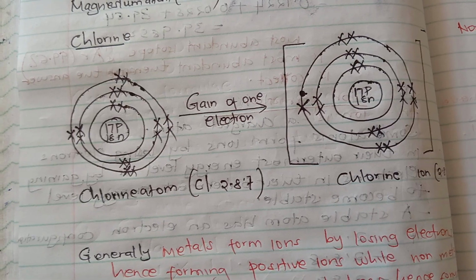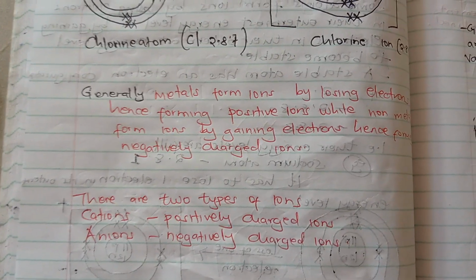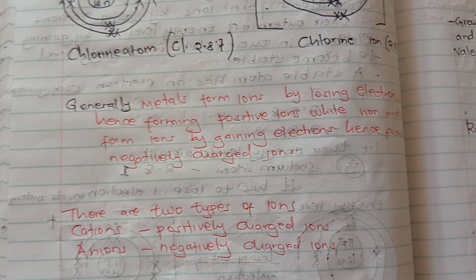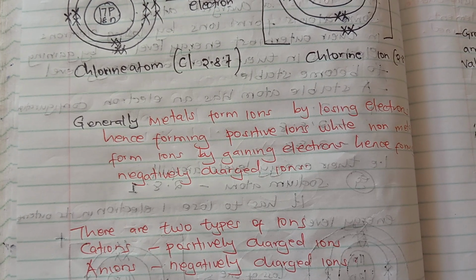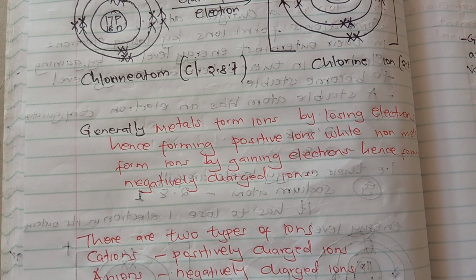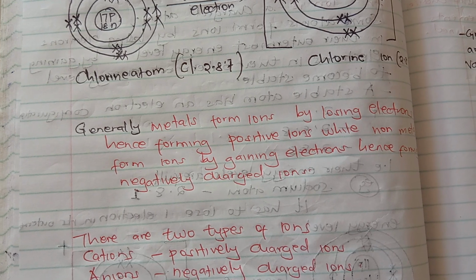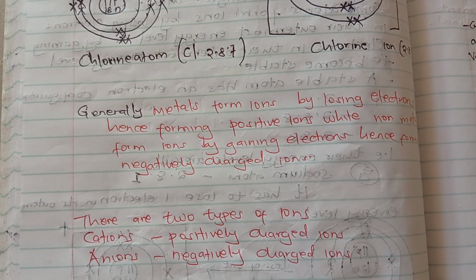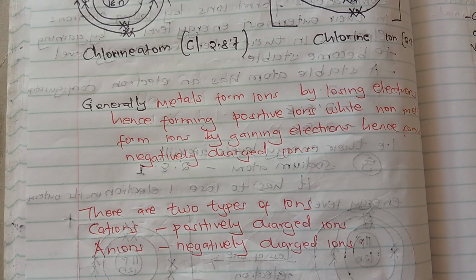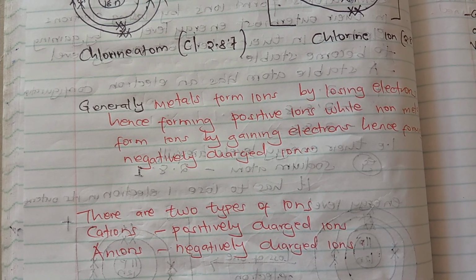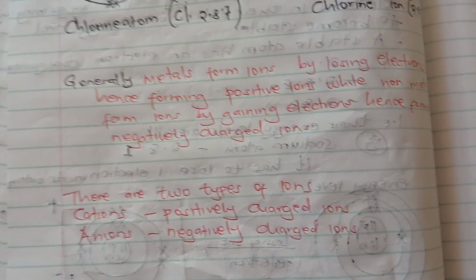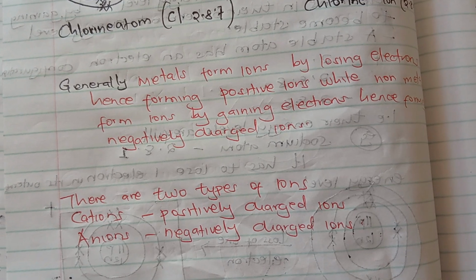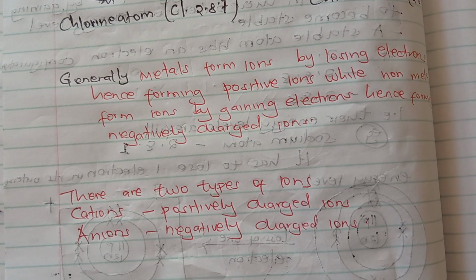So generally, you understand that metals form ions by losing electrons in the outermost energy level, because most metals have 2.8.1, 2.8.2, 2.8.3. So it is very difficult to gain 5 electrons rather than to lose 3 electrons to become stable. So mostly metals form cations, which are positively charged ions, because they lose electrons. So when an atom loses electrons, it forms a positively charged ion. When it gains electrons, it forms a negatively charged ion.